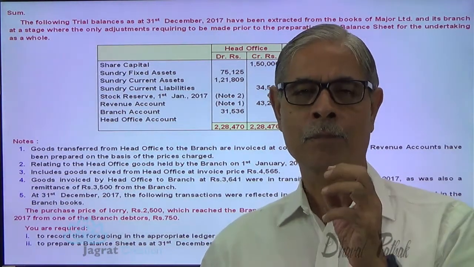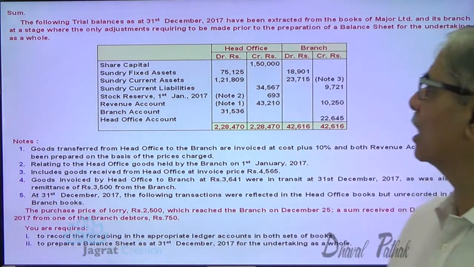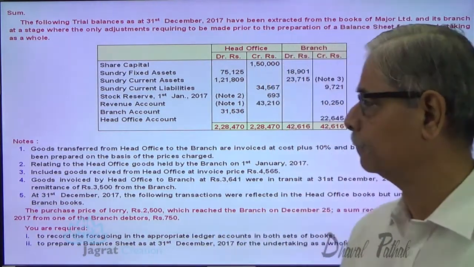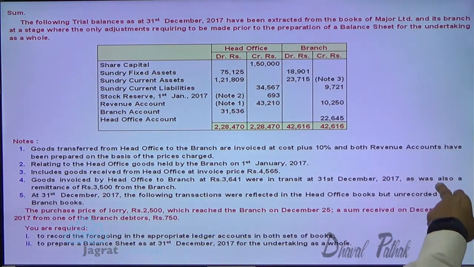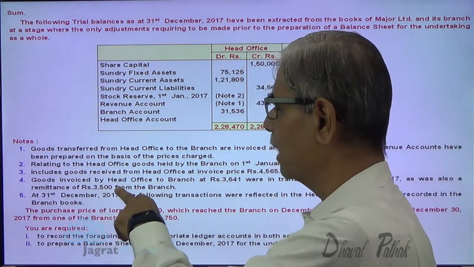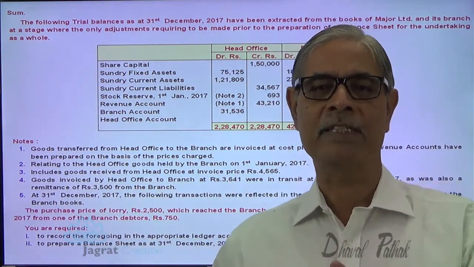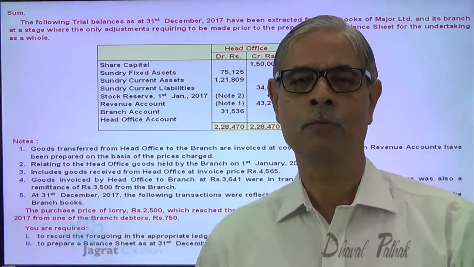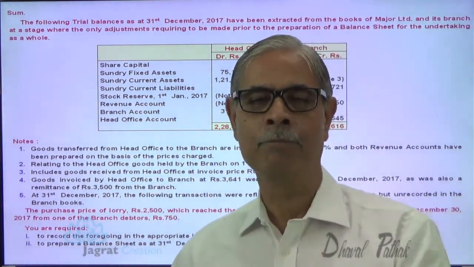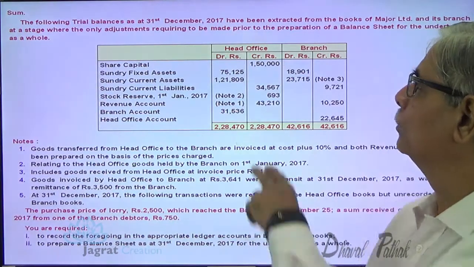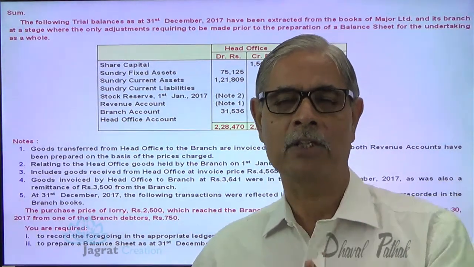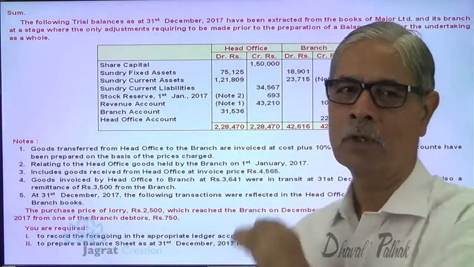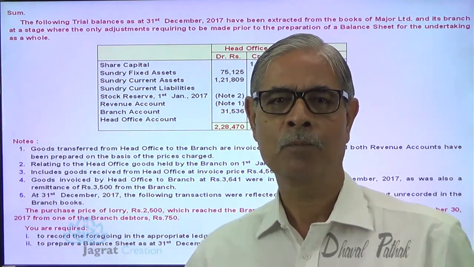And by recording the adjustment entry for goods in transit, the trial balance of branch is subject to change in light of this adjustment. As was also a remittance of 3,500 from branch. Now cash is sent by branch to HO. Now HO is the receiver end for cash in transit. So this cash in transit adjustment entry will be recorded in the books of HO, and in light of that entry, the trial balance of this HO is subject to change. That I am going to explain after a couple of minutes.